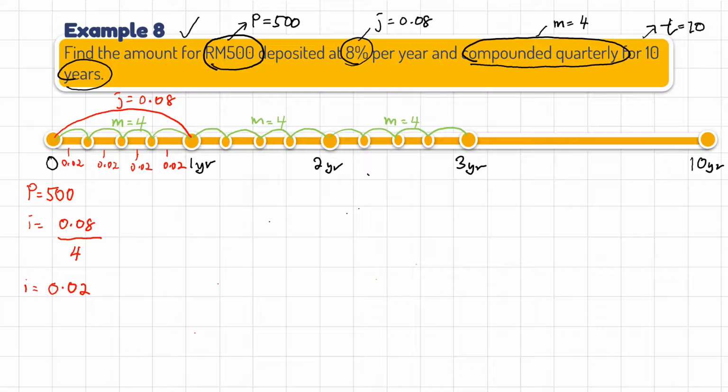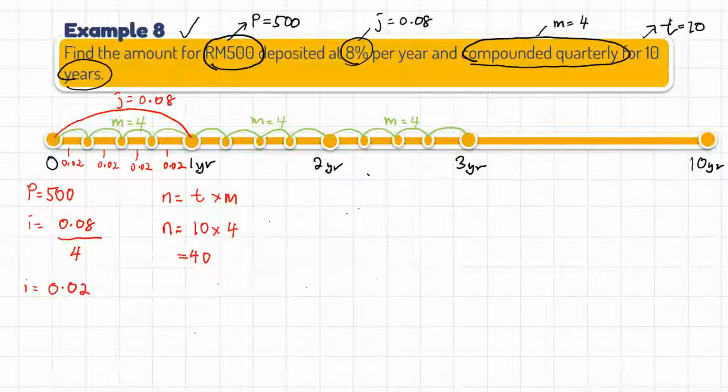The next one is n. n equals t times m. So n will be equal to 10 times 4, which is 40. What does it mean by 40? 40 means that the interest will be compounded 40 times.